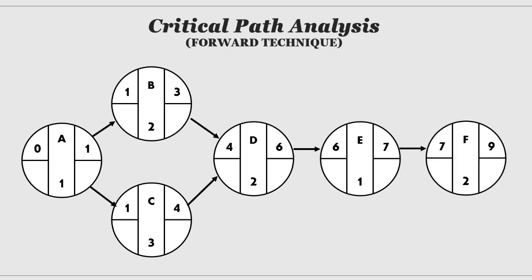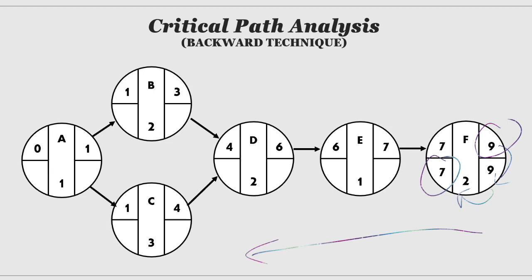After the forward technique is completed, the next is the backward technique to determine the latest start and the latest finish. Starting from the last activity, the latest finish is 9, then deducted by the duration of 2 months, so the latest start is 7. The same is done until the earliest activities.